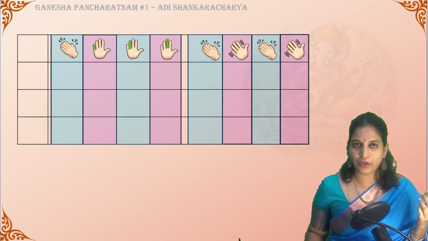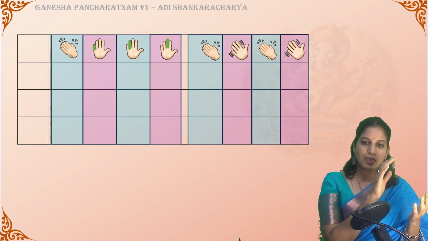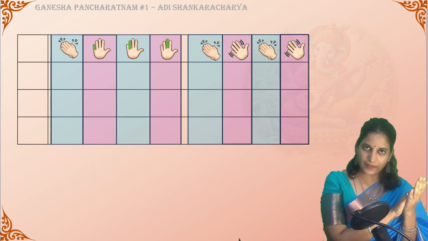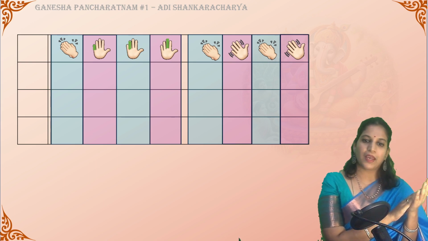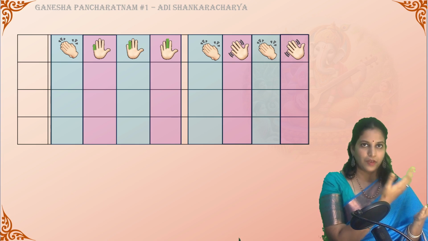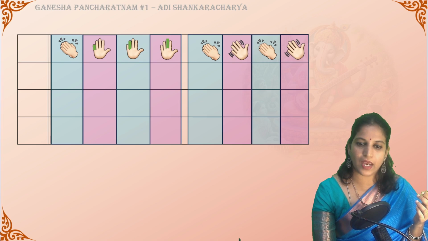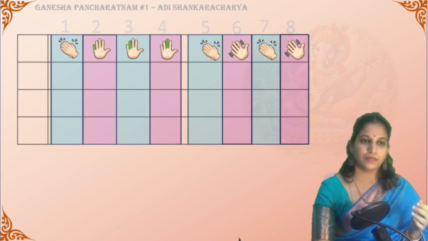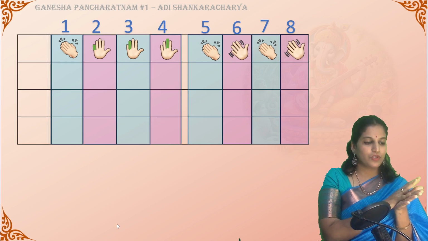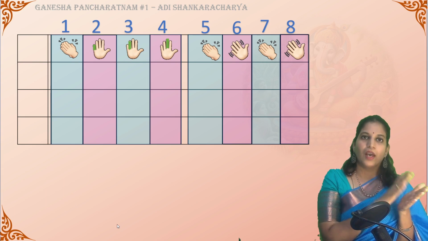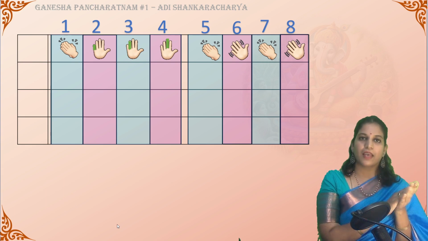So repeat the same on your lap. 5, 6. Seventh beat by hitting the palm facing downwards, like this. And eighth beat by hitting the palm facing upwards, like this. Okay, let's do it together. It's 1, 2, 3, 4, 5, 6, 7, 8.